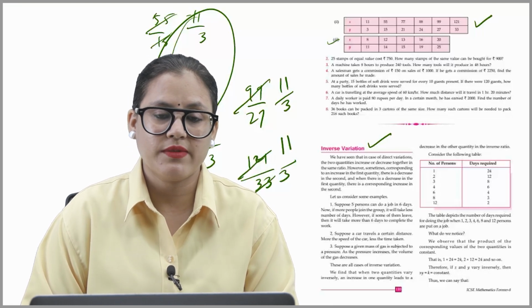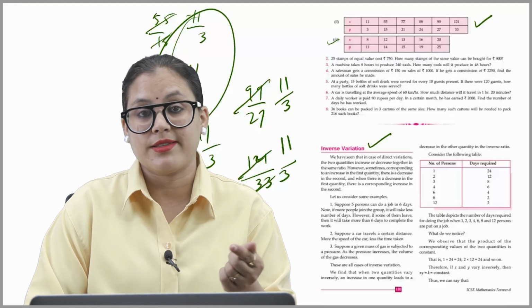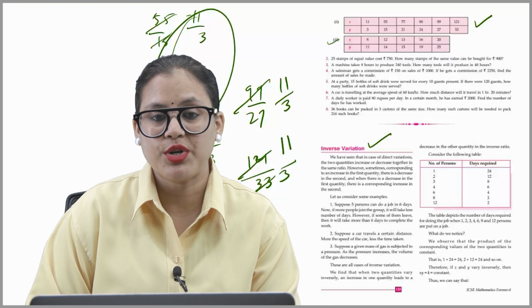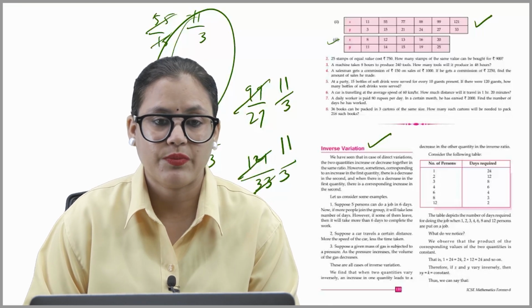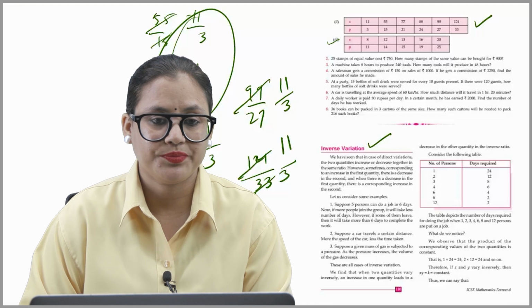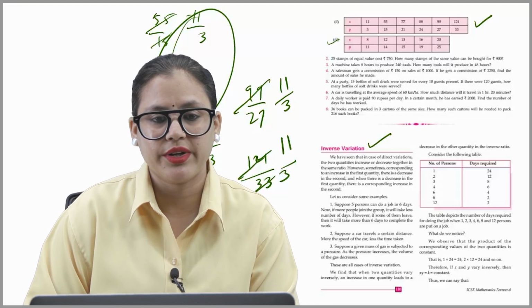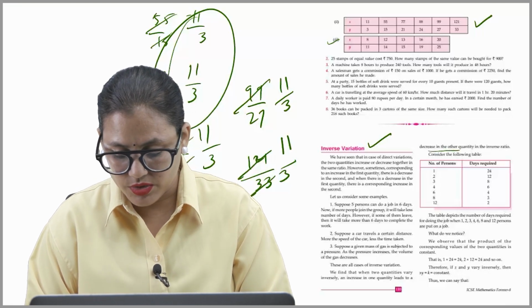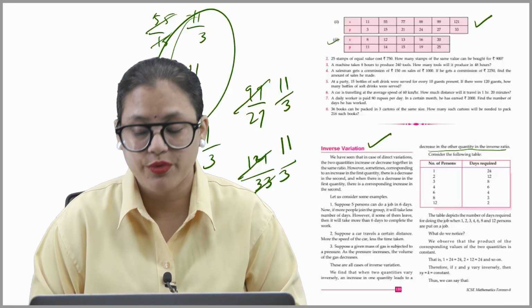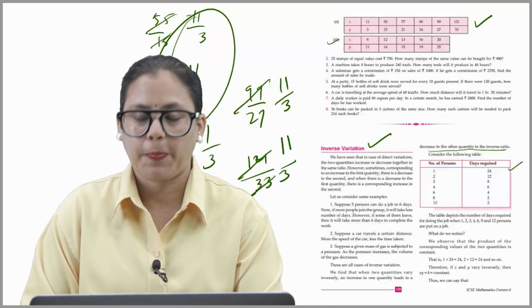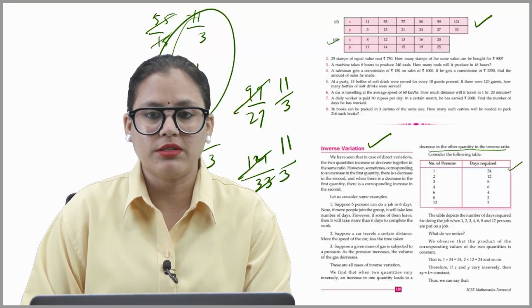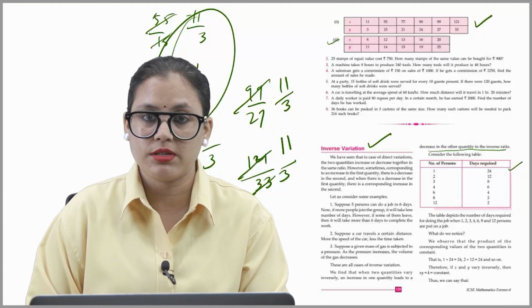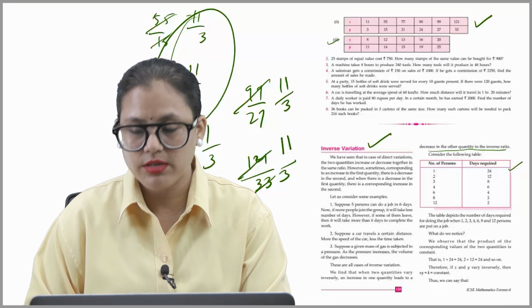2. Suppose a car travels a certain distance, more the speed of the car, less the time taken. 3. Suppose a given mass of gas is subjected to a pressure. As the pressure increases, the volume of the gas decreases. These are all cases of inverse variation. We find that when two quantities vary inversely, an increase in one quantity leads to a decrease in the other quantity in the inverse ratio. For example, consider this table. One person will do a certain kind of work in 24 days, and if the number of persons is 2, then the days required are 12.